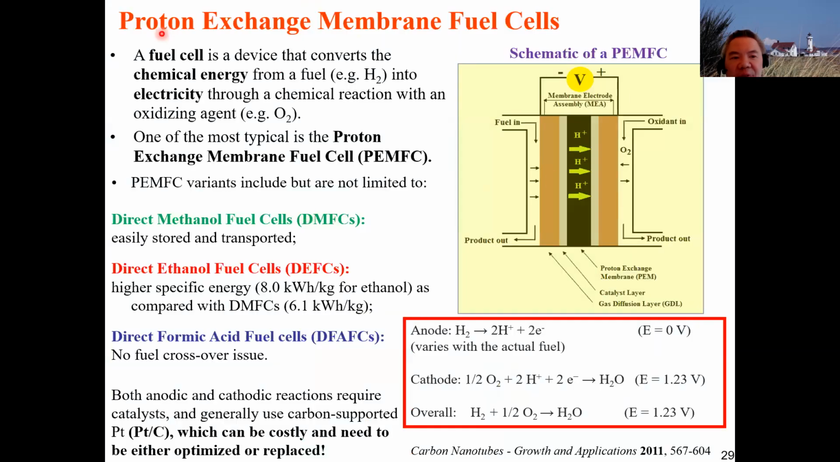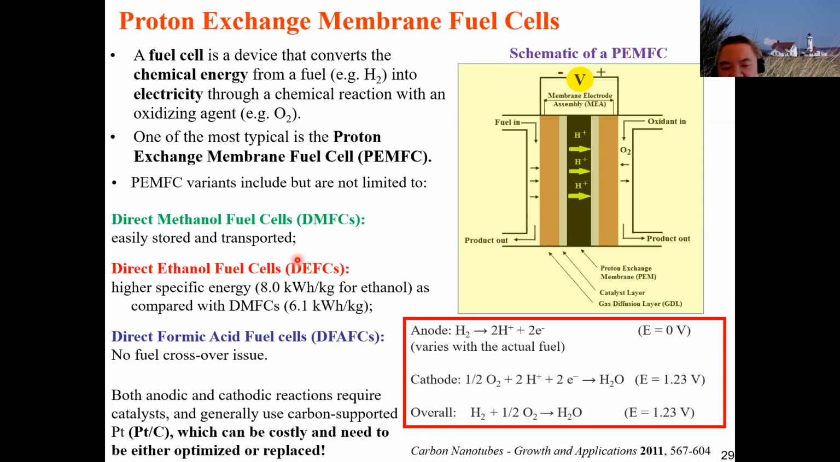So what do I mean by that? A fuel cell converts chemical energy from a fuel like hydrogen into electricity through a chemical reaction using an oxidizing agent. One of the most important typical ones is the proton exchange membrane fuel cell, but there are many variations of this. There's a direct methanol, direct ethanol, direct formic acid fuel cell. You've heard of using, for instance, crops for ethanol fuel. So ethanol, all these alcohols, are useful to drive fuel cells.